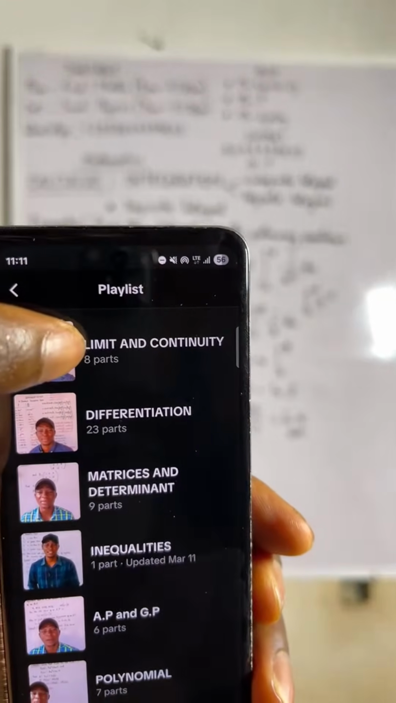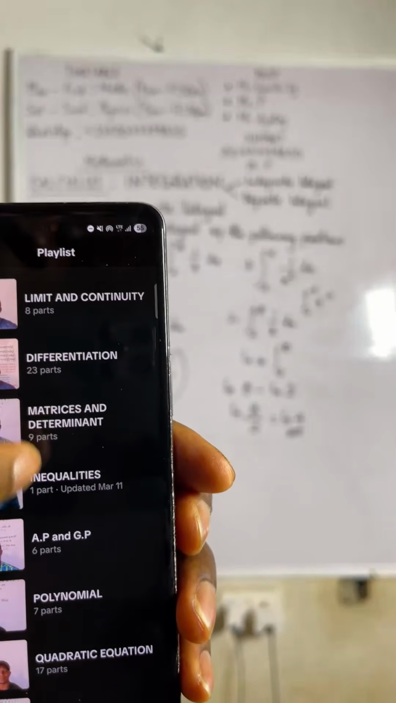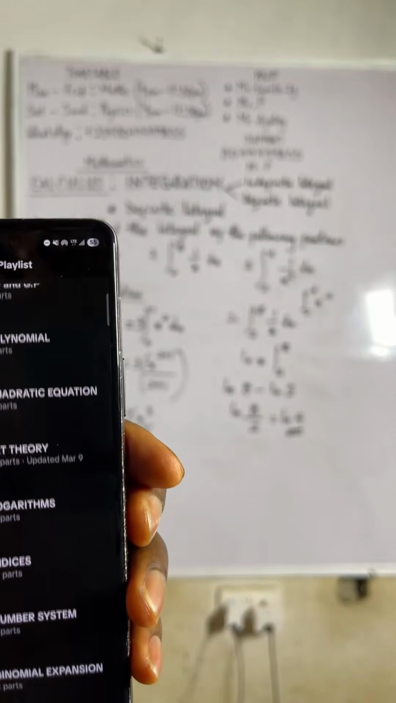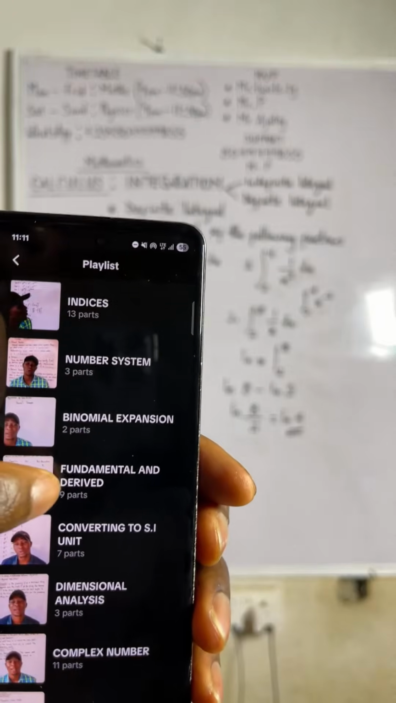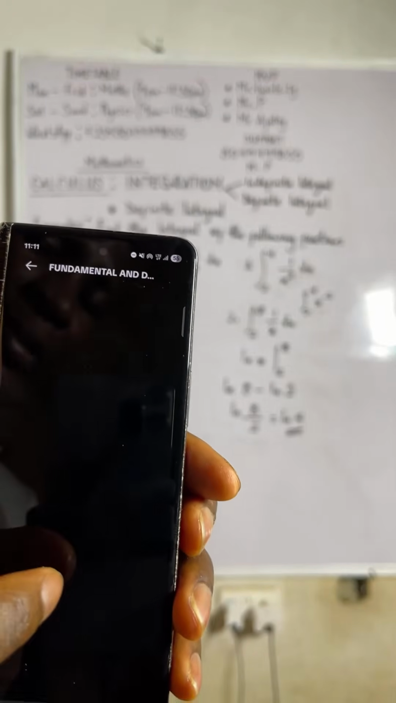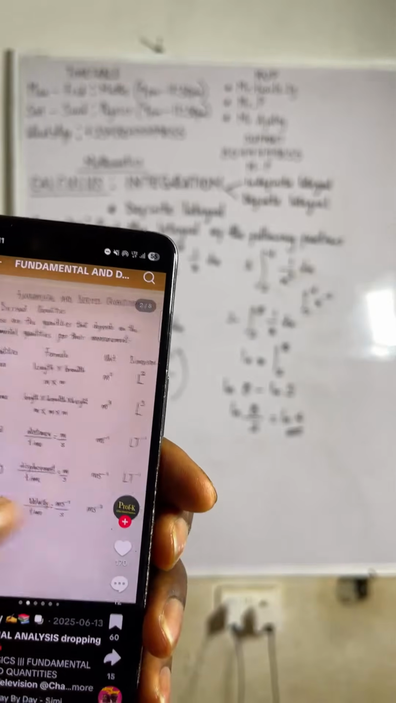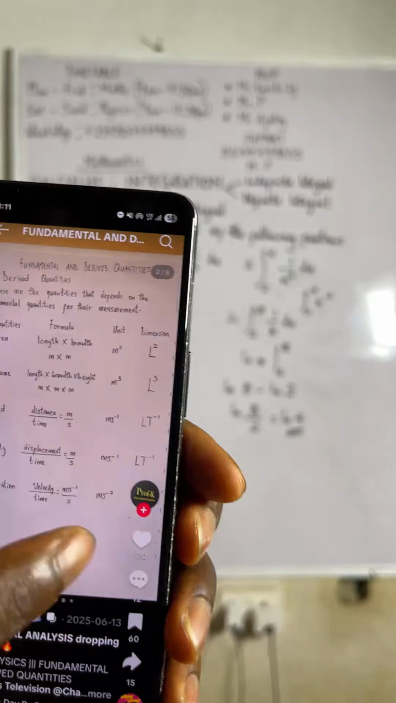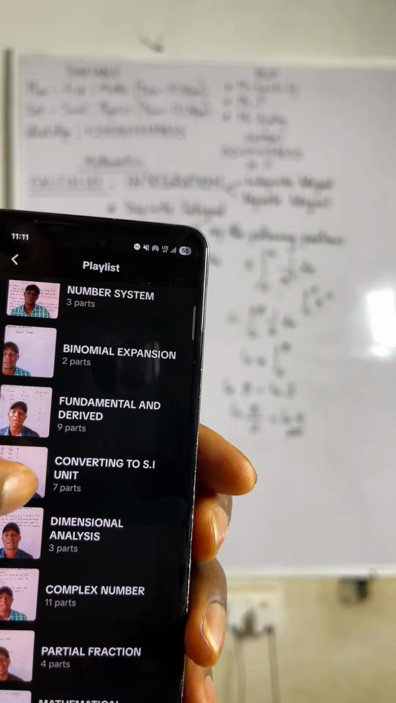So this is limit and continuity for those that want. This is differentiation. Then we have matrices and determinants, inequality, AP and GP, polynomial, quadratic equation, set theory, logarithm, indices, number system, fundamental and derived quantities for those that need physics. They are all here, so you can watch it. And conversion, for those that don't know how to convert SI units, it is here also.